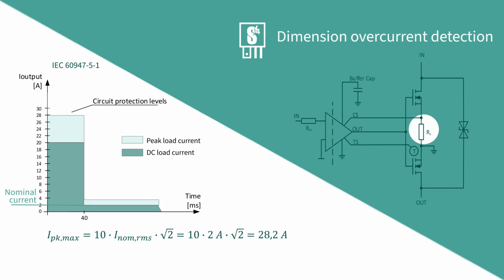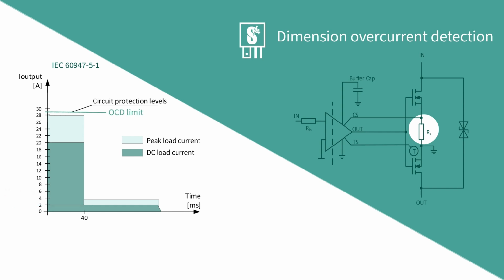It is also important to consider the tolerances of the shunt resistor value and tripping voltage threshold. Using these guidelines, we can calculate a minimum tripping threshold of 28.2 amperes for a 2-ampere nominal current output. With the Infineon SSI gate driver's overcurrent detection threshold of 200 millivolts, this results in a 7 milliohm shunt resistor.